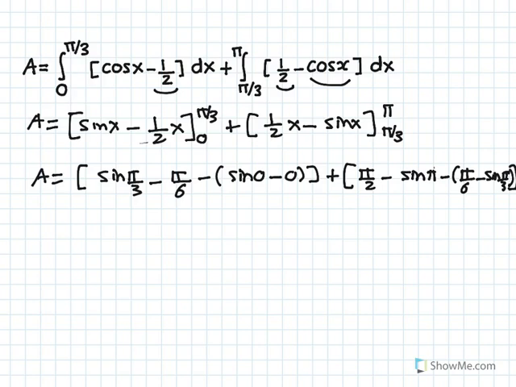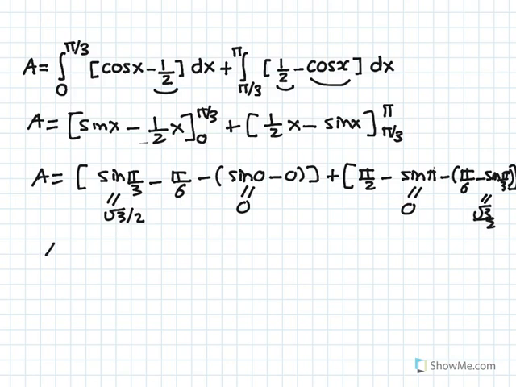Okay, let's simplify this. Let's evaluate these things first. What is sine of pi over 3? Sine of pi over 3 is root 3 over 2, and that's from the 30, 60, 90 triangle that you should memorize. Sine of 0 is, of course, 0. Sine of any multiple of pi is 0. And sine of pi over 3, again, is root 3 over 2.